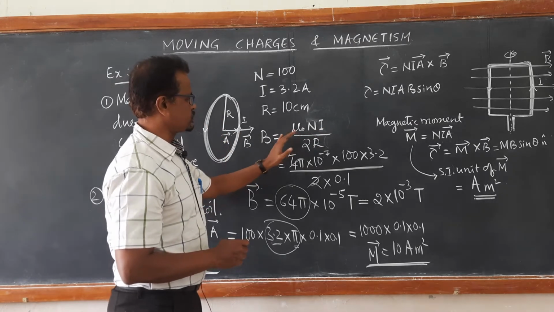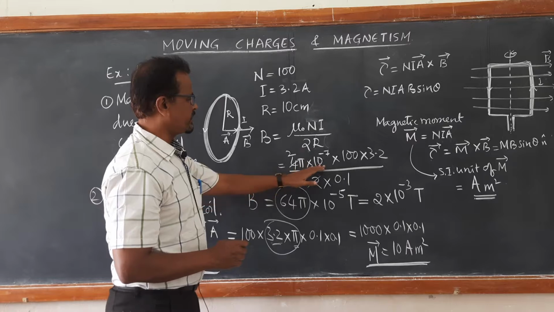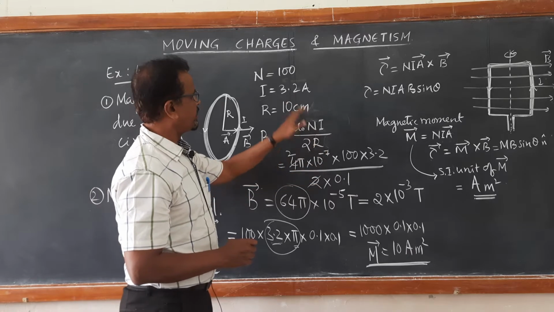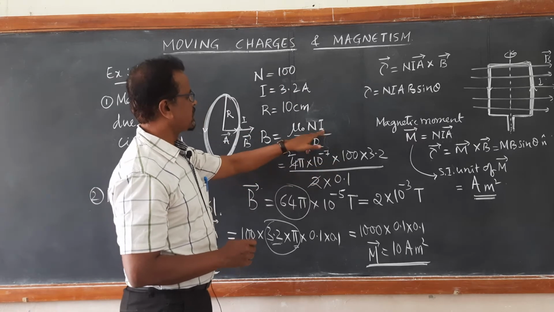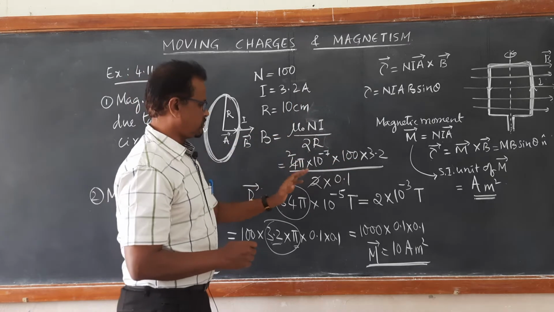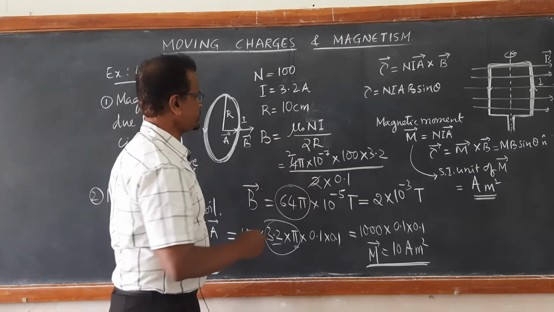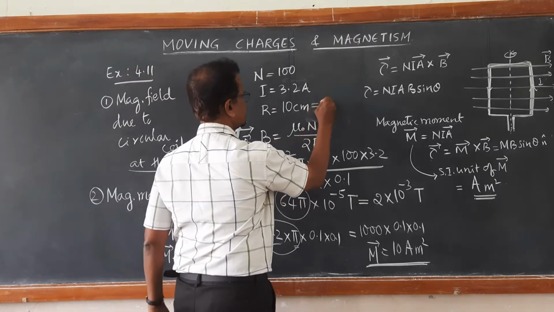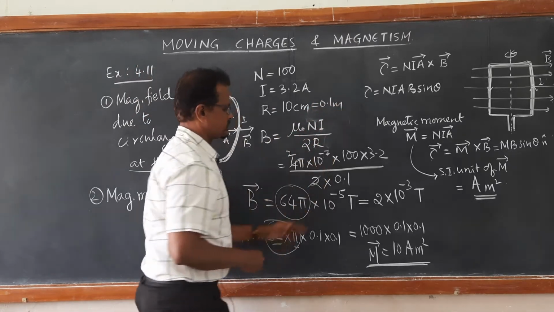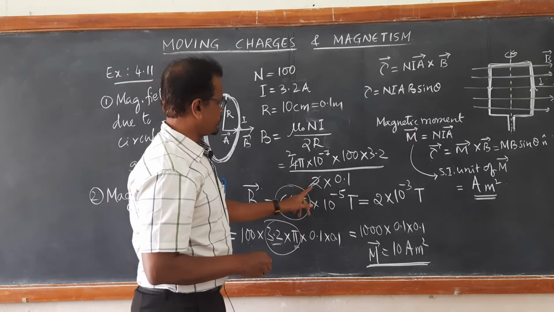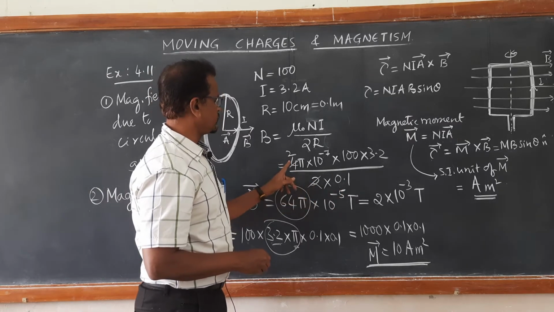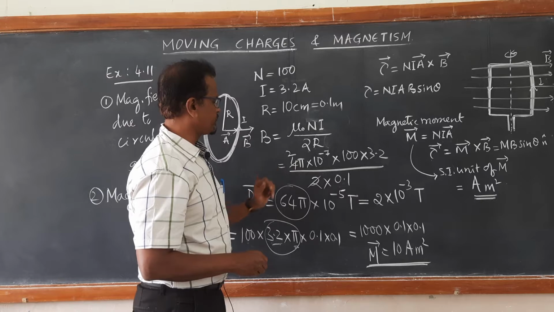So, if you just substitute mu naught over 4 pi equal to 10 to the power of minus 7, N equal to 100 turns, current 3.2, divided by 2 into R, where R is the radius. Radius 10 centimeter can be written as 0.1 meter. So, 0.1 meter. If you just cancel, 2 ones are 2, 2 2s are, so it becomes 2 pi here.